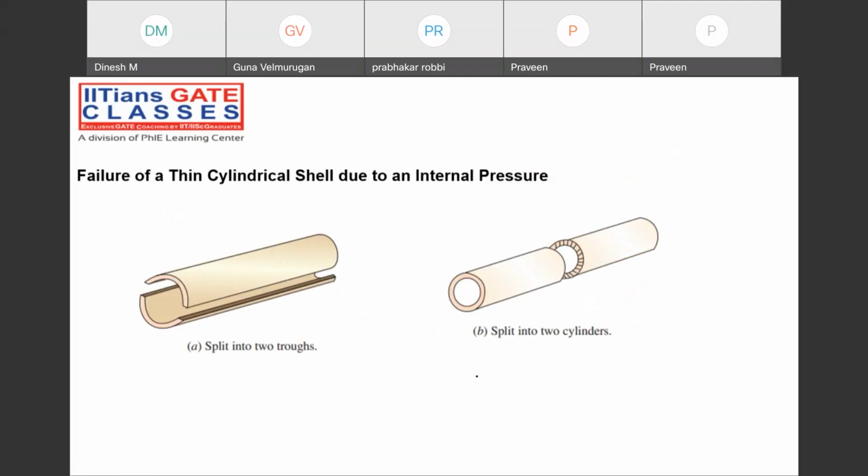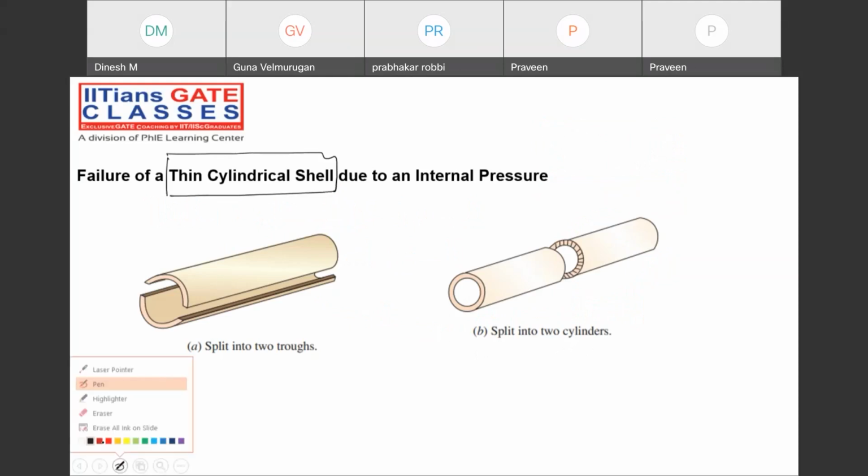If I just talk about the thin cylindrical pressure vessel, it can fail in two ways. Either the failure can happen circumferentially like this, or the failure can happen when the loading is applied like this. Check it out. Longitudinally it can fail. It can split into two halves. All of you can imagine the failure or the bursting. Please note down the figure, very, very important.